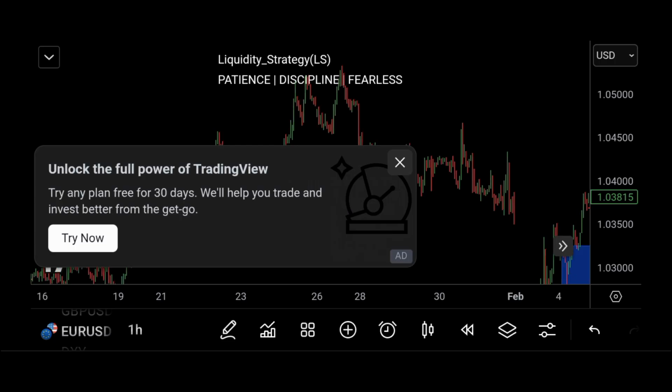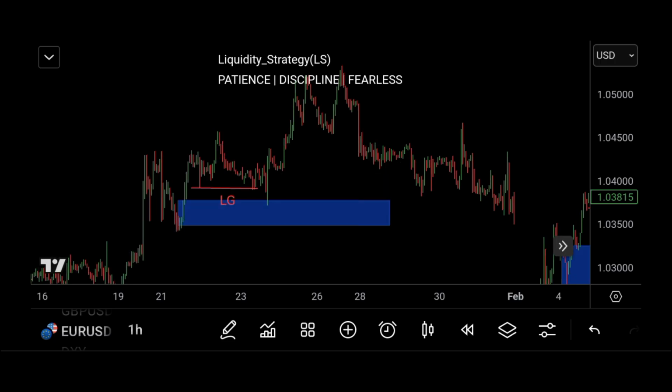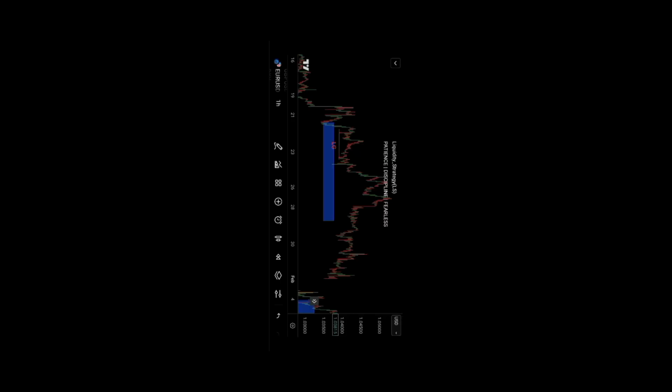So if you are able to identify the strength and weakness on the chart, you will be able to determine when there is strength in the trend and when there is loss of strength in the trend that needs strength recovery. So let me show you some of the trades that I took using the loss of strength recovery strategy.